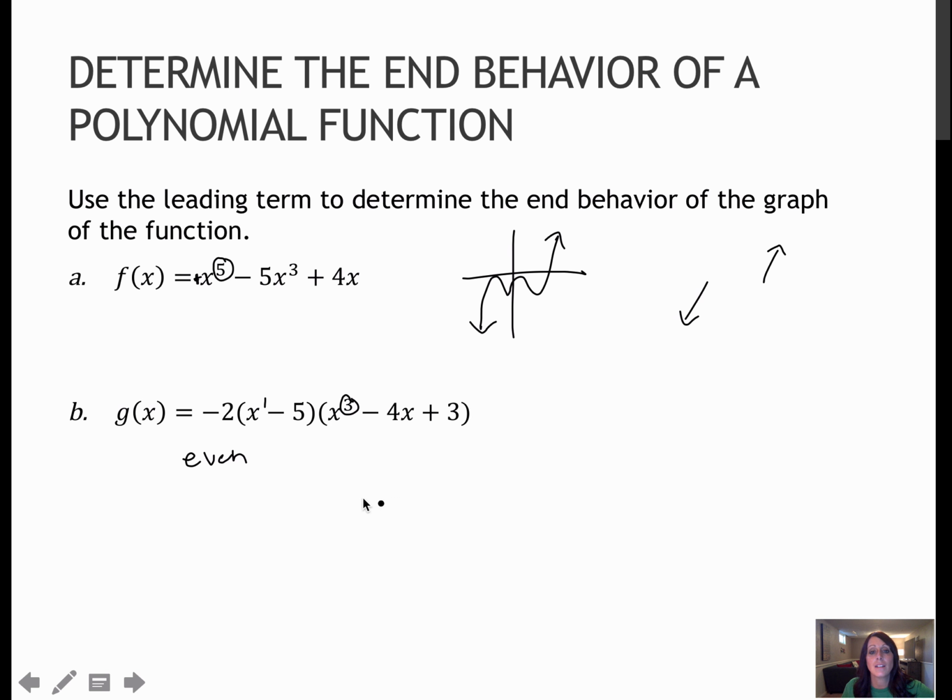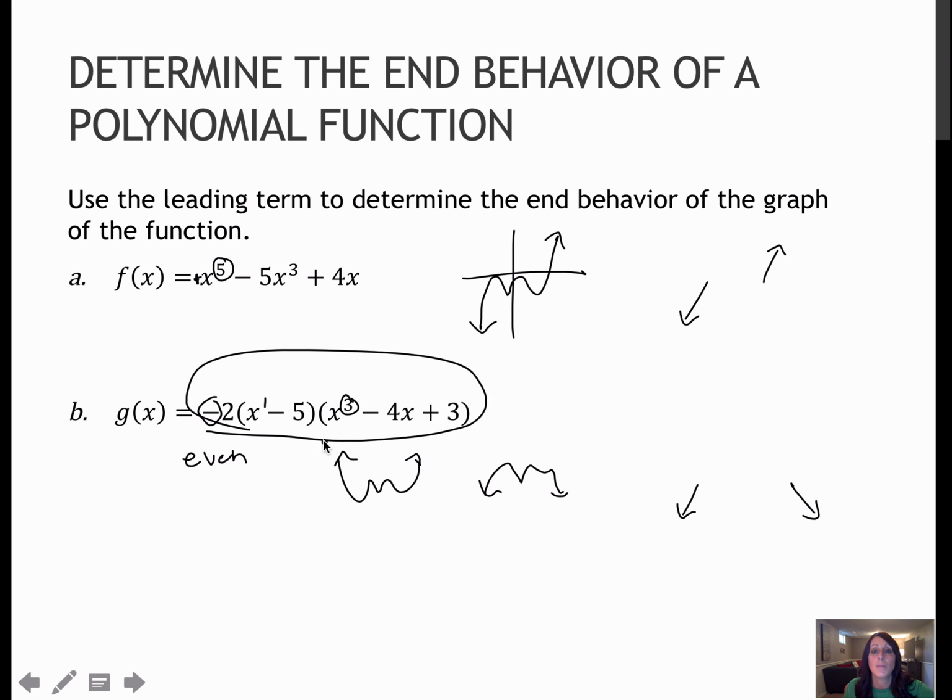Remember what evens did? They either ended up like this, or they went down like this. Which one am I dealing with? Well, I know when I multiply all of this out, that's going to be negative. So that means it's going to start to negative infinity, it's going to end to negative infinity. If you don't believe me, feel free to multiply all of this out, but your first term should end up being negative 2x to the 4th, and that's how I know it's going to be an upside down W.